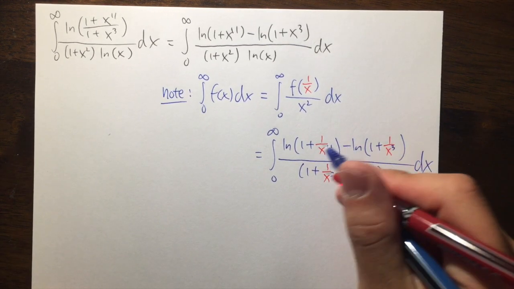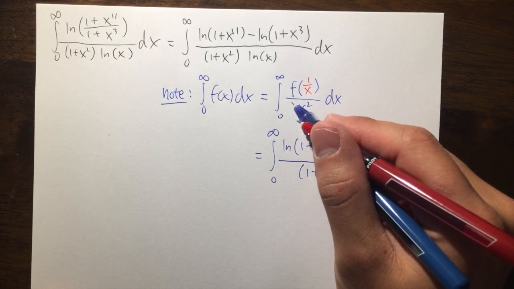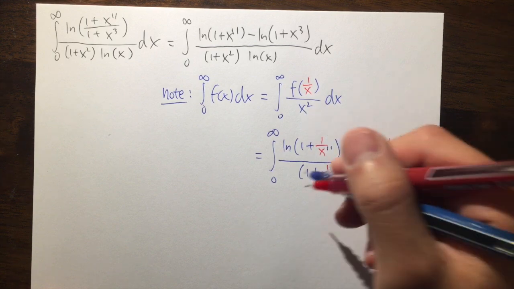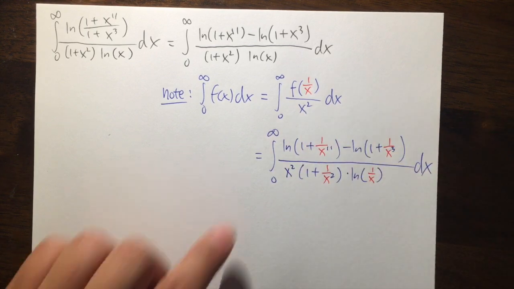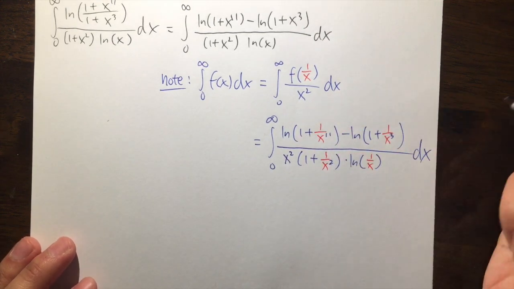Anyway, this right here is just the expression for f of 1 over x. And I still have to divide this by x squared. So that means I will have to put down an x squared in the denominator here. And now let's do some algebra. Let's focus on the inside here.